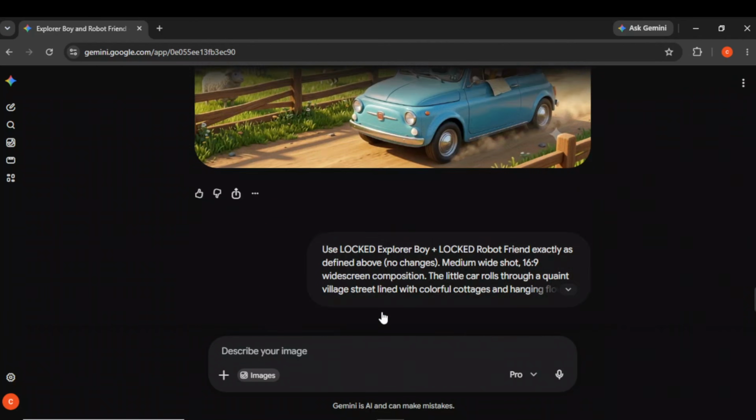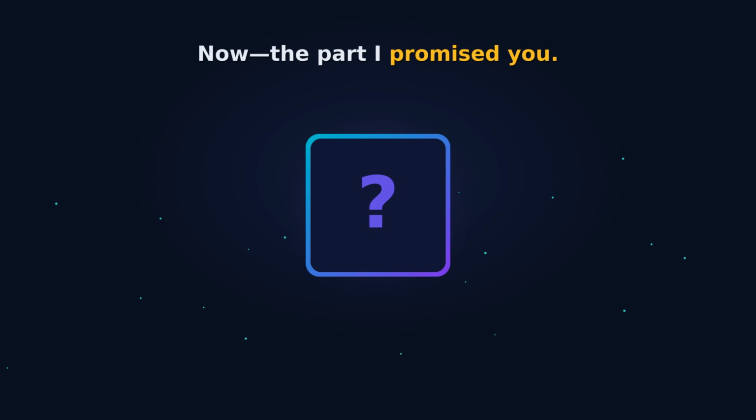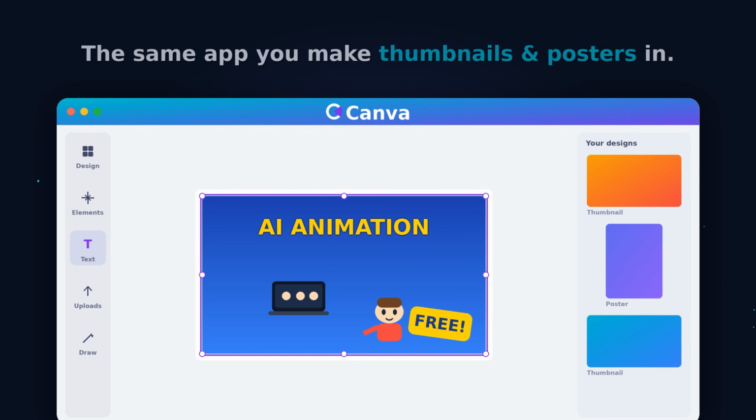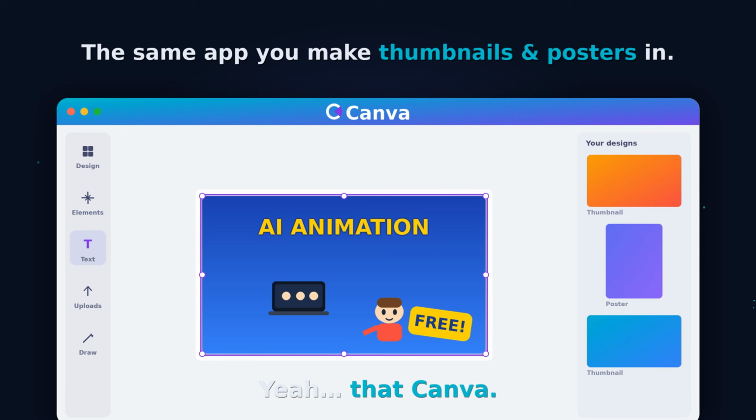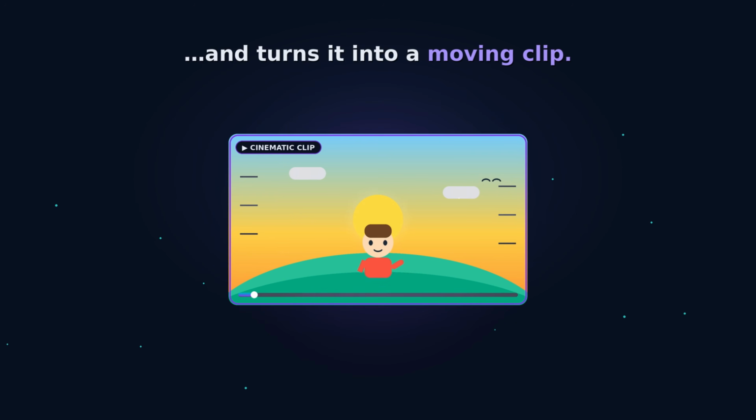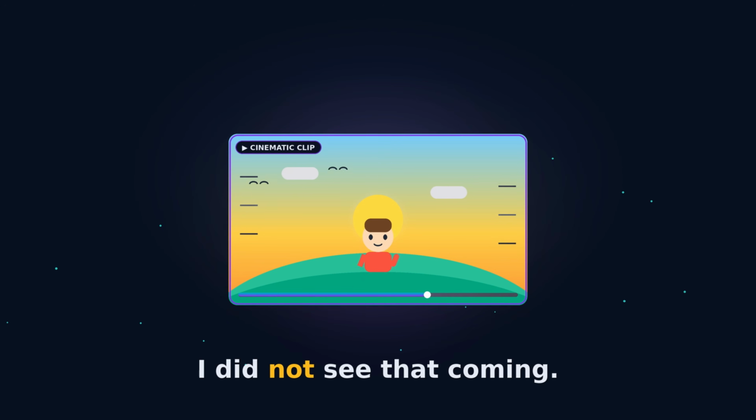All right, now the part I promised you, the part that genuinely surprised me. To bring these images to life, we're using Canva. Yeah, Canva, the same app you make your thumbnails and posters in. Most people have no idea it can do this, but it can take a still image and turn it into a smooth, cinematic, moving clip. I did not see that coming.